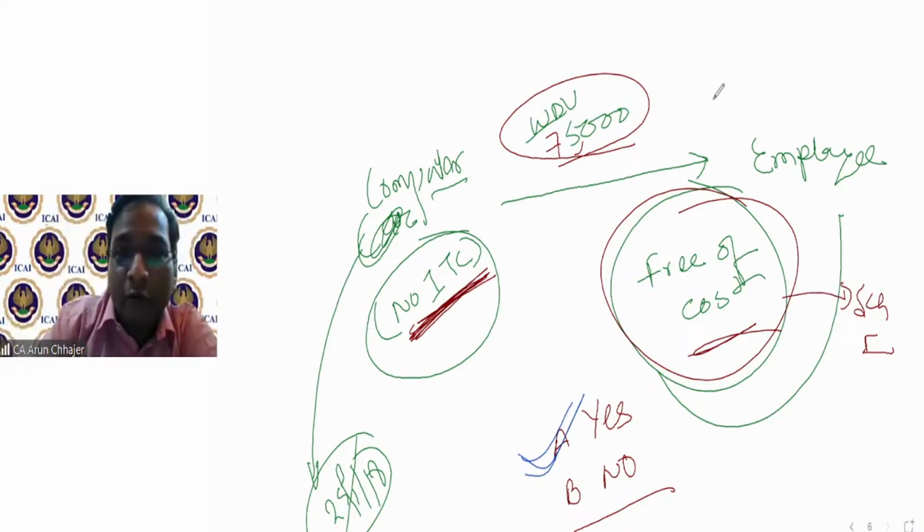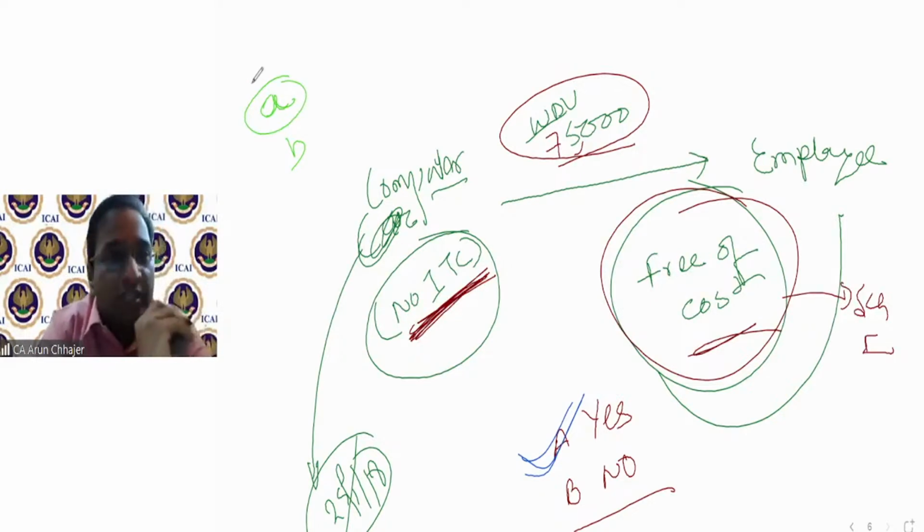In this example, what is the mistake? I have picked two clauses. I have given the example of the combination of clause A and clause B. You all have given the answer not leviable because of clause A. But my question was on clause B.